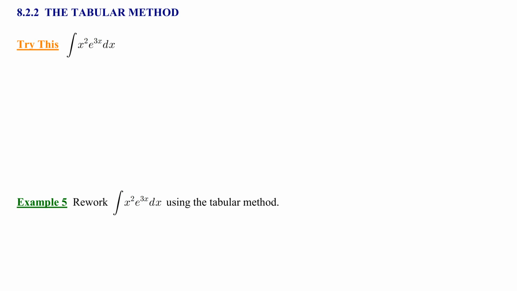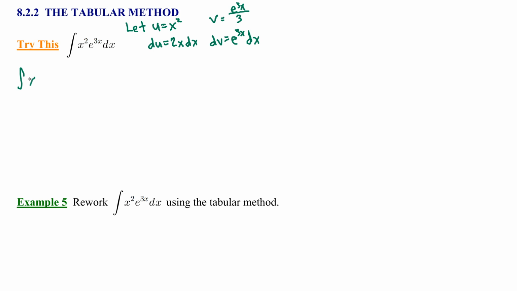In the situation where we have a power function times an exponential function, we have learned that it is convenient to let u be the power function. So we'll say u is x squared, then du is 2x dx. That leaves e to the 3x dx for dv, and when we integrate both sides, we're going to end up with e to the 3x over 3, or you can write that as 1/3 e to the 3x.